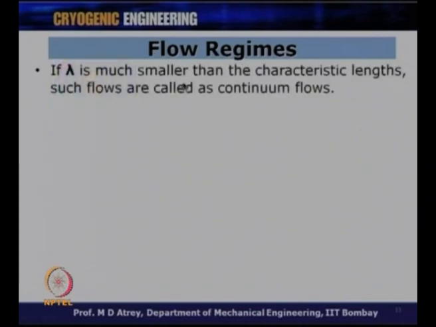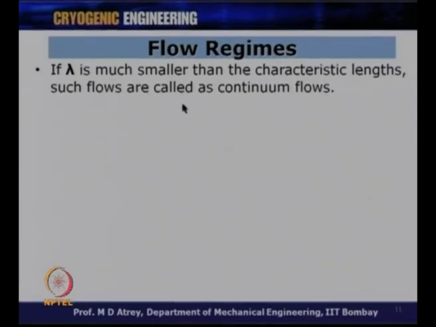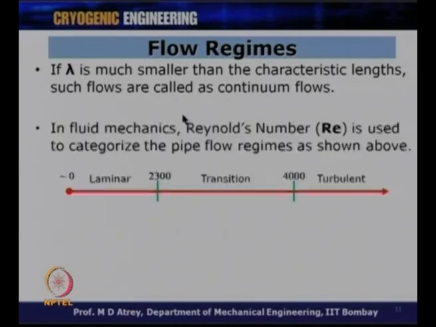If lambda is much smaller than the characteristic length, such flows are called continuum flow. If lambda is very small, that means the length between collisions, or the time between collisions, is very small, or as soon as the molecule starts moving, it collides with other molecules. So, in this case lambda is going to be very small, and this is what we normally deal with in continuum flow, above atmospheric pressures.